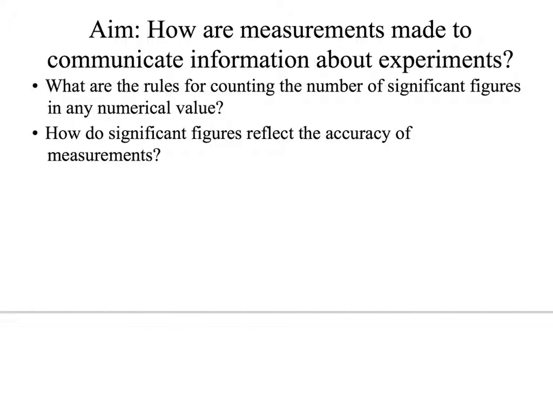Today we're going to learn how measurements are made to communicate information about experiments. Recall that science is all about conducting experiments and reporting our results. The objectives for today are learning what the rules are for counting the number of significant digits in any numerical value, and how significant digits reflect the accuracy of measurements.